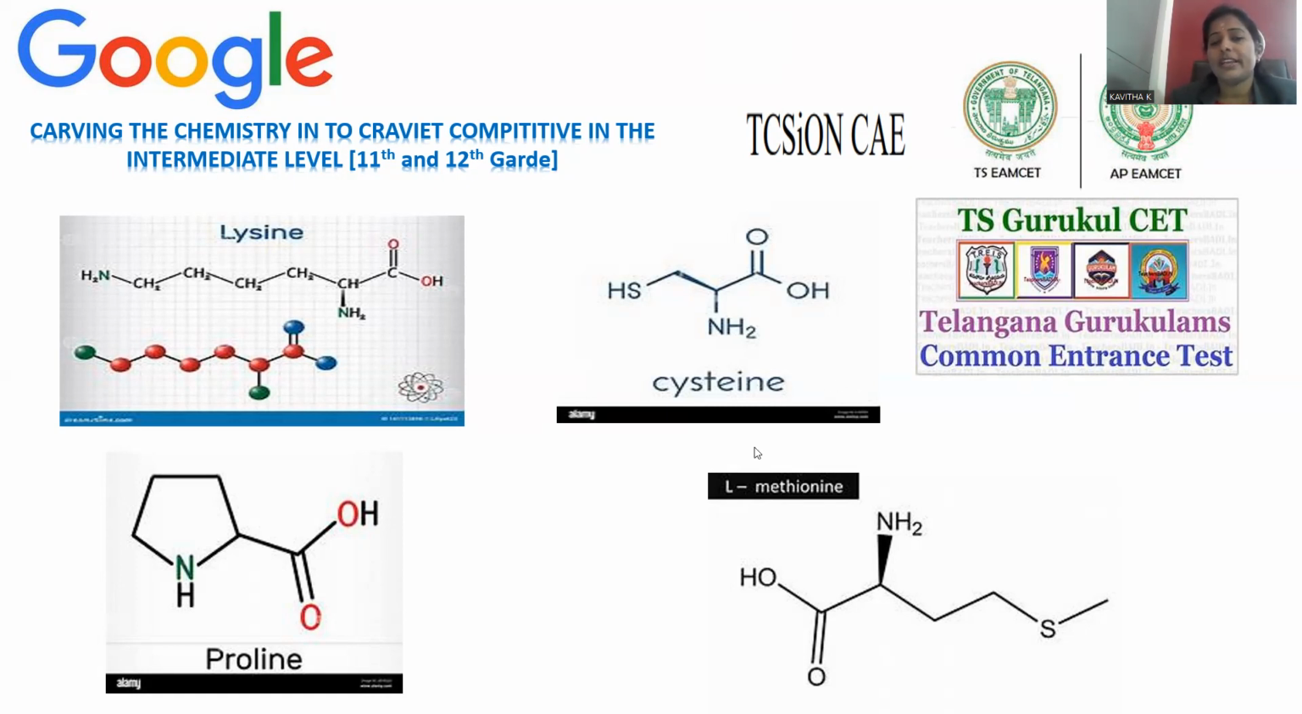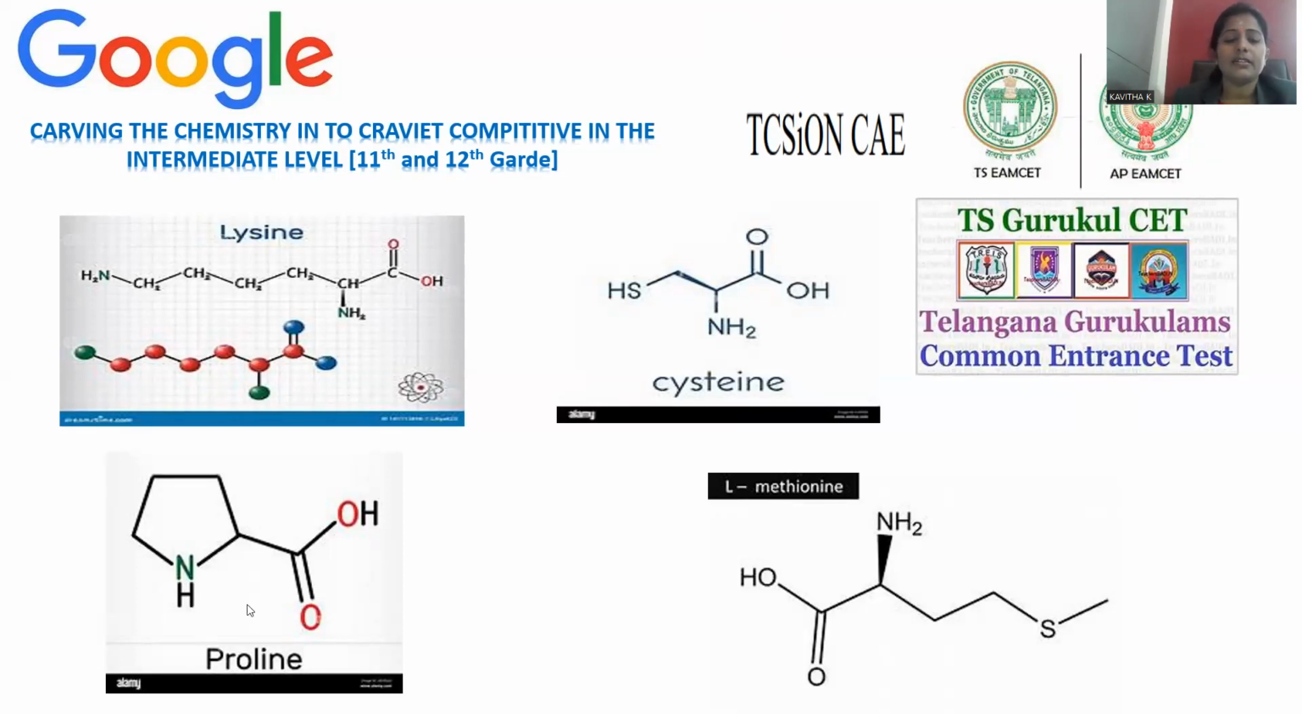If you go for cysteine, cysteine is having carboxylic acid on one terminal, and here at the alpha position NH2 is there, and one CH2 is having SH. SH is called thiol. Thiol is the functional group additionally present in cysteine, so it is the sulfur containing amino acid. And move on to proline.